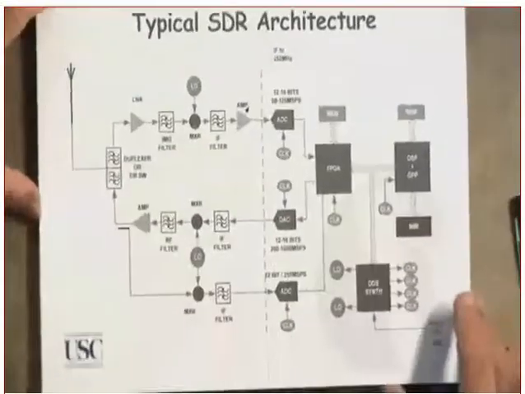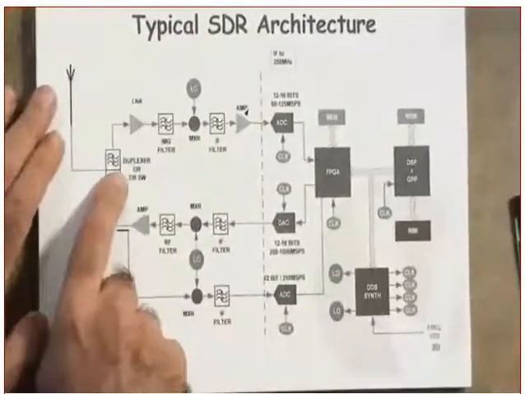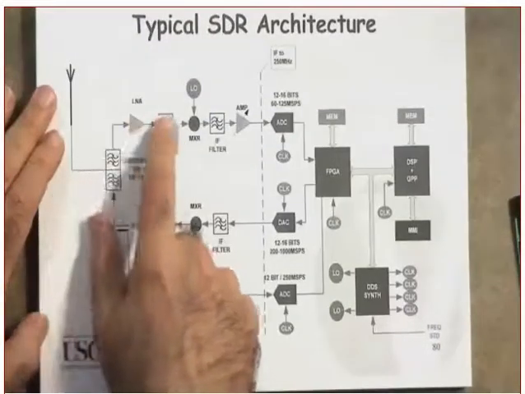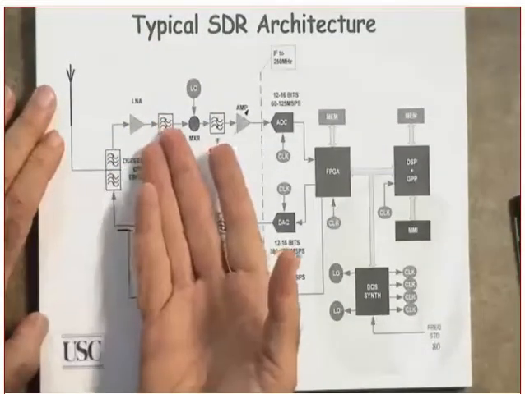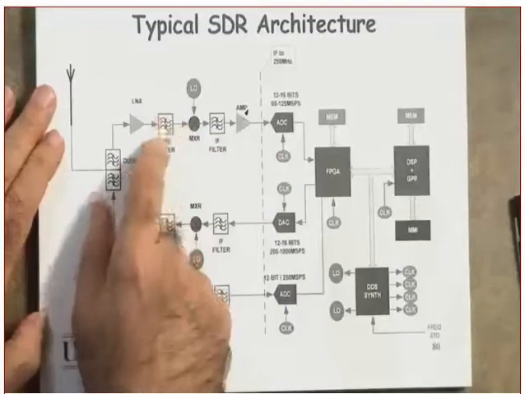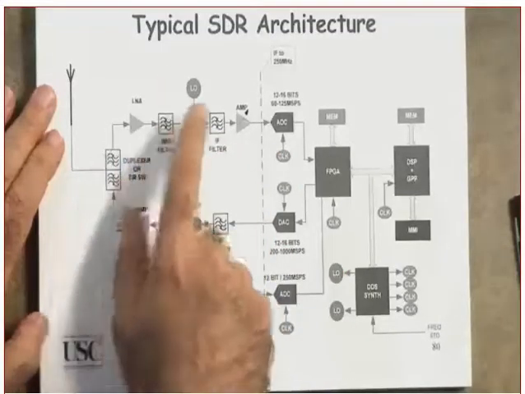And this is a diagram. You can see this diagram here. This is the duplexer. This is the LNA. This is the image filter. So far, by the way, is it the same as the superheterodyne? It's the same. This is the image reject filter. This is the mixer with a local oscillator.